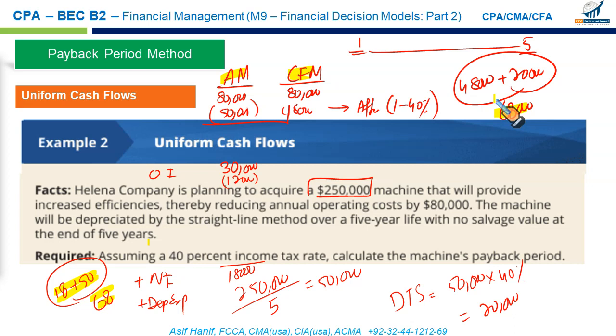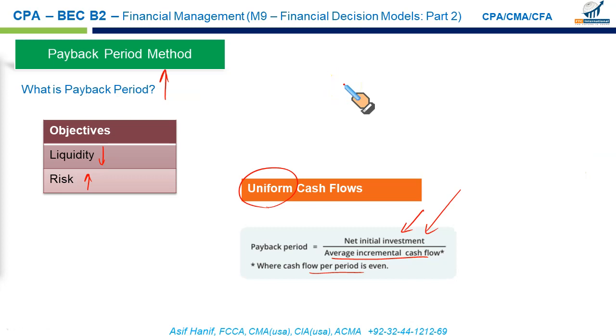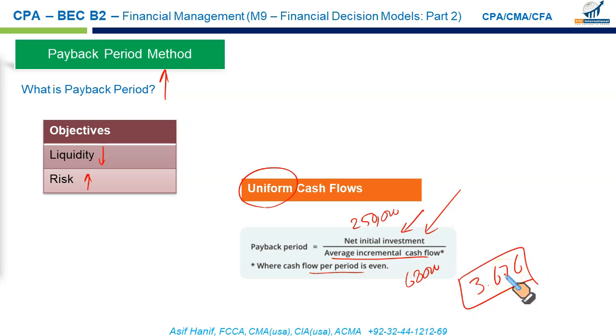So now this is not over yet. We got our annual cash flows, whether under the accounting method or the cash flow method. It is 68. Now we will apply this formula. Our initial investment was $250,000. Our incremental after-tax cash flow was 68,000. So dividing your initial investment of $250,000 by 68,000 should give you 3.676 years. This is the time it will take to pay back your initial investment.